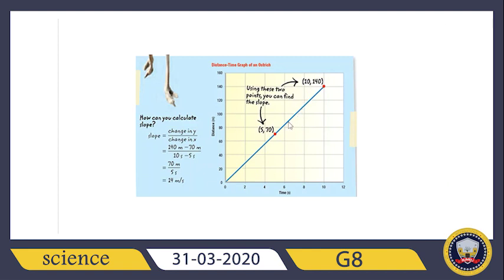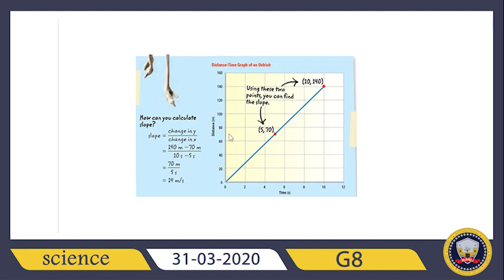Okay, so now we need to find out the speed of this ostrich, guys. If we need to calculate the speed using the graph, as we said, we need to find out the slope of the straight line. So slope, as we said, is equal to what? Change in y over change in x. So x will be 5 and it changed to 10, while y will be 70 and it changed to 140. So change in y over change in the x values.